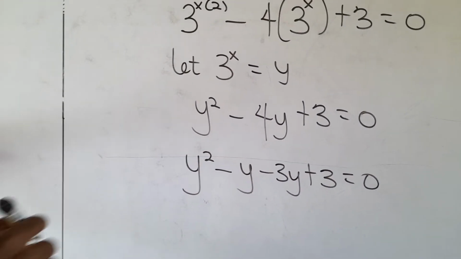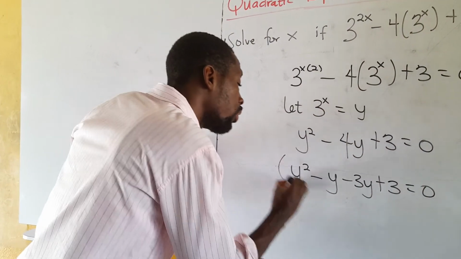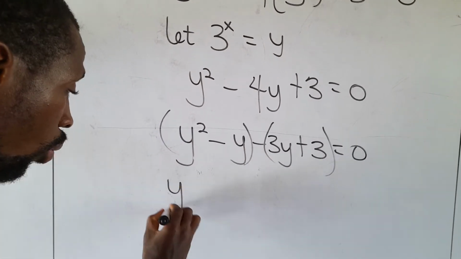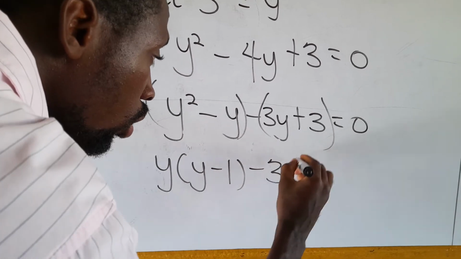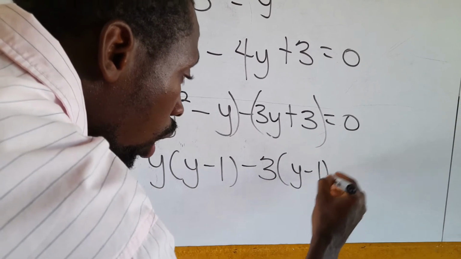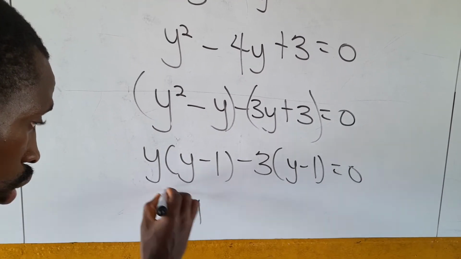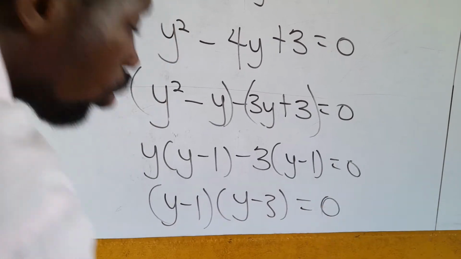Please check out my videos on how to solve quadratic equations. So we have this. What is common here? y is common. We bring it out: y minus 1. What is common? 3. So 3 out: y minus 1 equal to 0. Now y minus 1 is common. We can factor it out: y minus 1, then y minus 3 will be equal to 0.